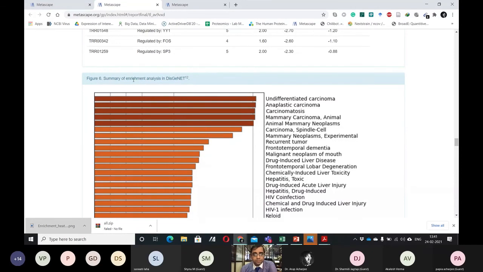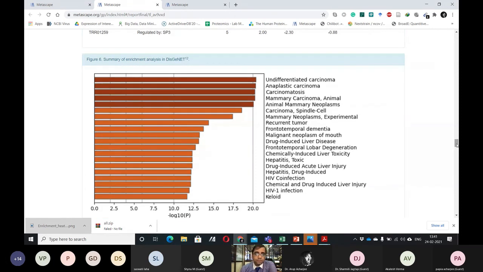Then this is the enrichment summary using the DisGeNET database. So these figures are all from different databases. So there is undifferentiated carcinoma, anaplastic carcinoma. As I said, it will throw up all kinds of answers, even the network analysis will give you all kinds of data answers, but you have to use your biological question in mind and then look at the data.